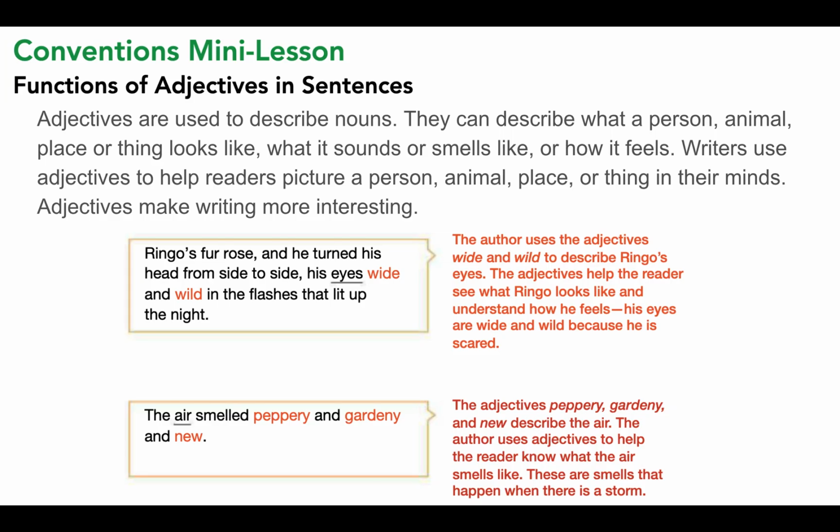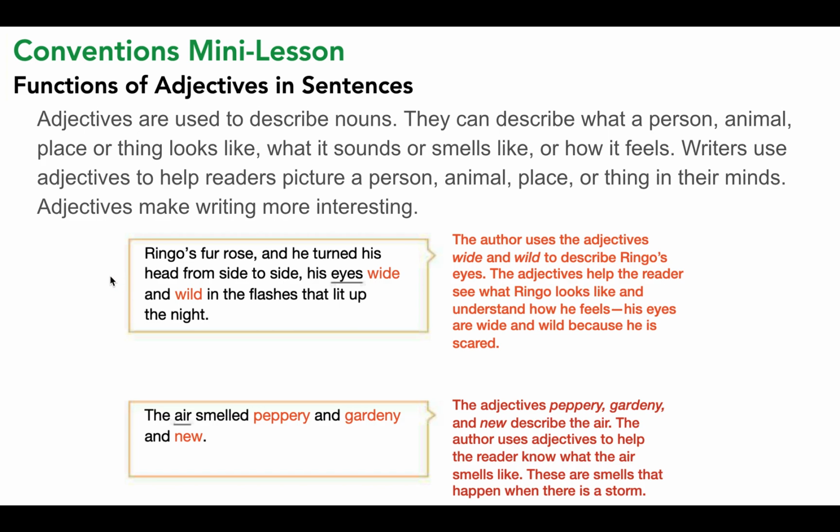Okay, conventions mini lesson, functions of adjectives and sentences. Adjectives are used to describe nouns. They can describe what a person, animal, place, or thing looks like, what it sounds or smells like, or how it feels. Writers use adjectives to help readers picture a person, animal, place, or thing in their minds. Adjectives make writing more interesting.